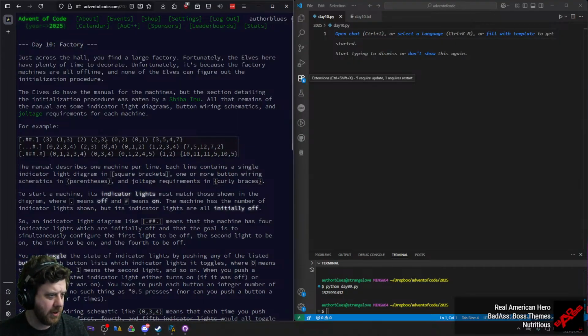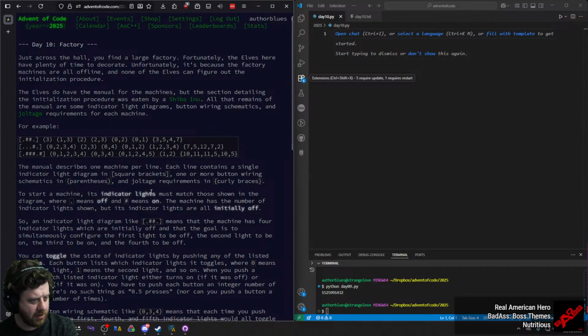For example, the manual describes one machine per line. Each line contains a single indicator light diagram in square brackets, one or more button wiring schematics in parentheses, and joltage requirements in curly braces. To start a machine, its indicator lights must match those shown in the diagram, where a dot means off and a pound sign means on. The machine has the number of indicator lights shown, but they are all initially off. The goal is to simultaneously configure the first light to be off, the second to be on, and so on.